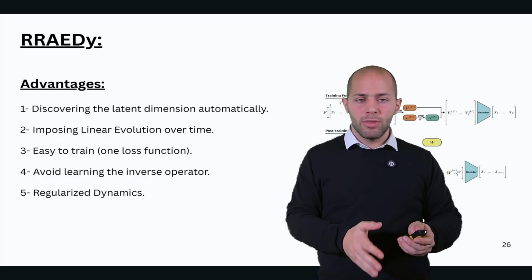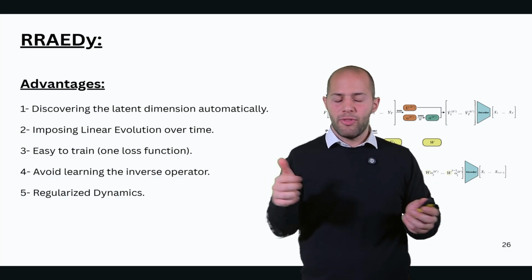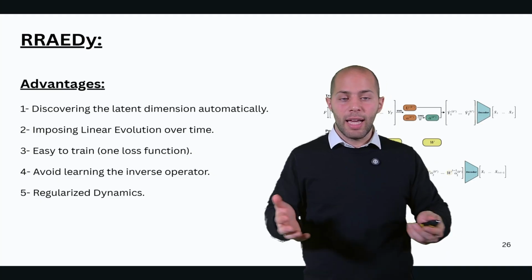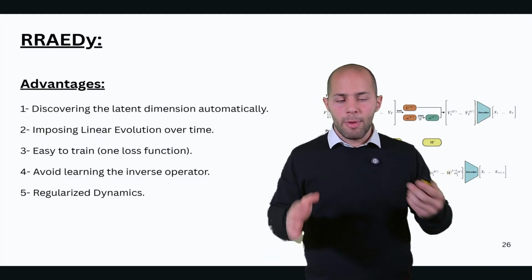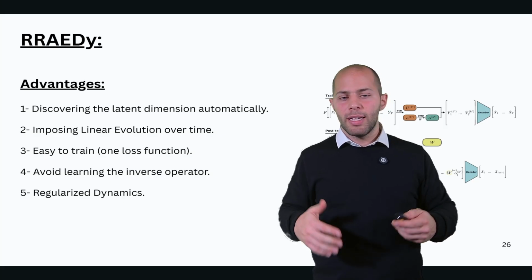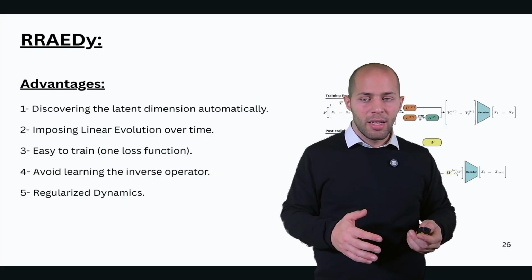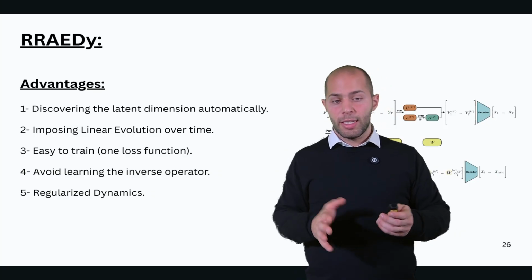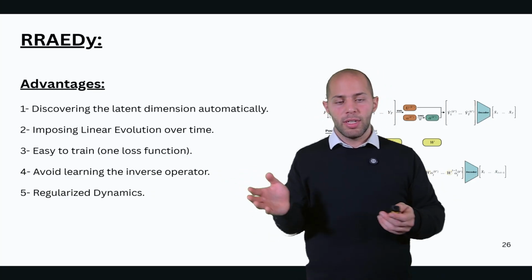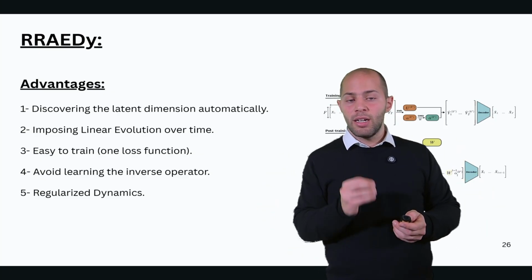Third of all, it is easy to train. In our model, we never change the architecture. So when we have a CNN, we have fixed CNNs, we never change them. In MLPs, we also have fixed hyperparameters. And so tuning hyperparameters in RRAEDy is very simple, especially because we have one loss function. So optimization is easy, and the loss function usually decreases relatively fast. Fourth, we avoid learning the inverse operator from the start. In the end, we converge to an inverse operator, but not during training, and this means convergence goes even better. And finally, we have regularized dynamics.